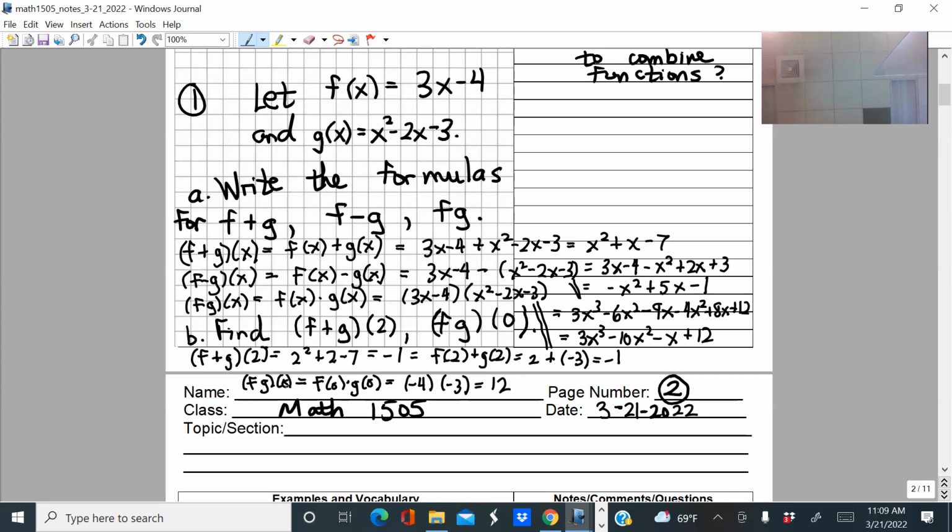Is that what we would have gotten if we plug 0 into the formula for f times g? Yes. There's the formula for f times g, right? You plug 0 into that formula, all these terms disappear and you get 12, right? Okay, so obviously same result.